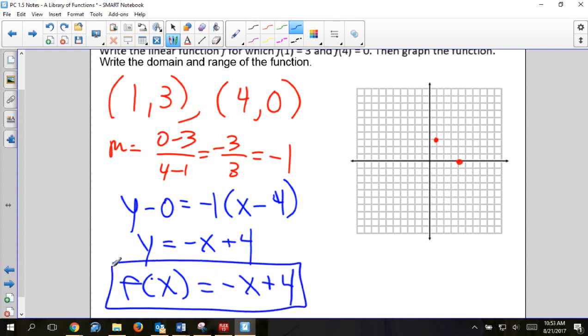So if they're asking for a function, which is what we're doing today, you're going to have f of x. And then if you wanted to graph it using the equation instead of the ordered pairs, you would start at positive 4 and you would go down 1 over 1. And so on.